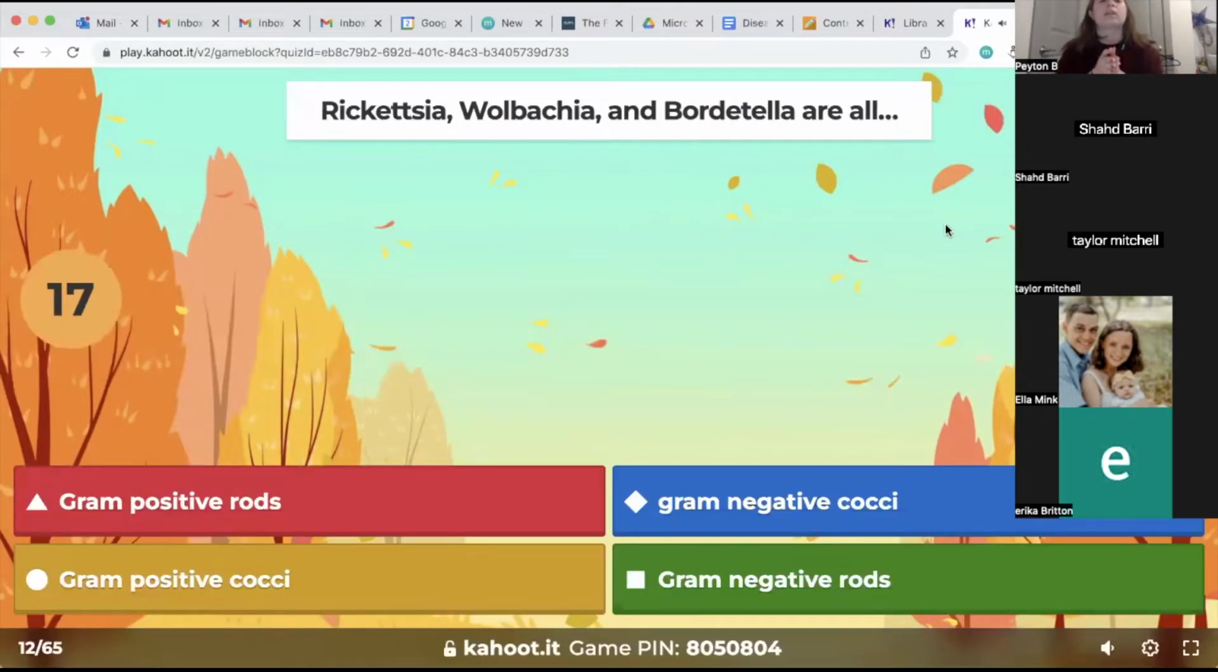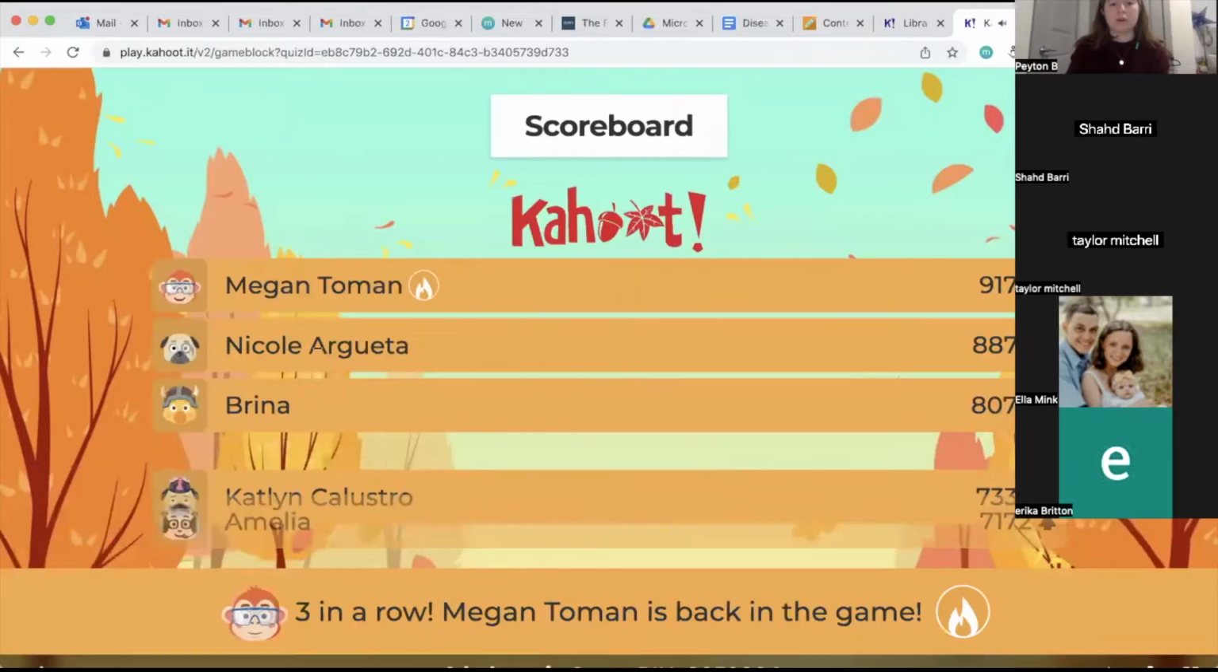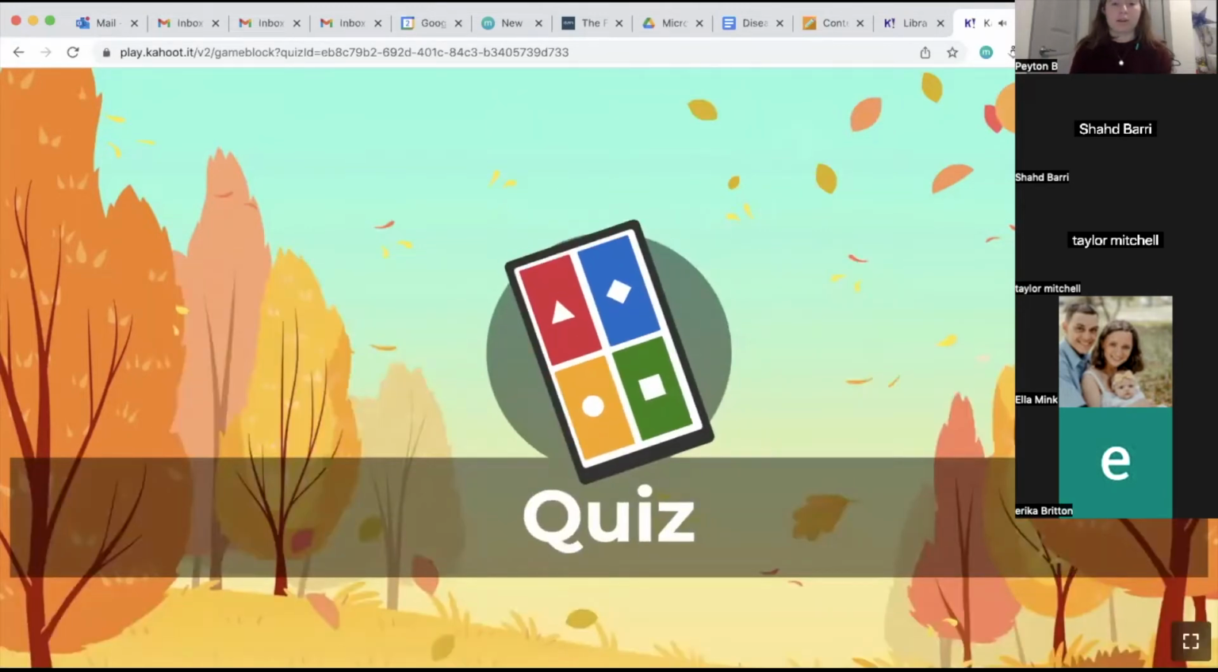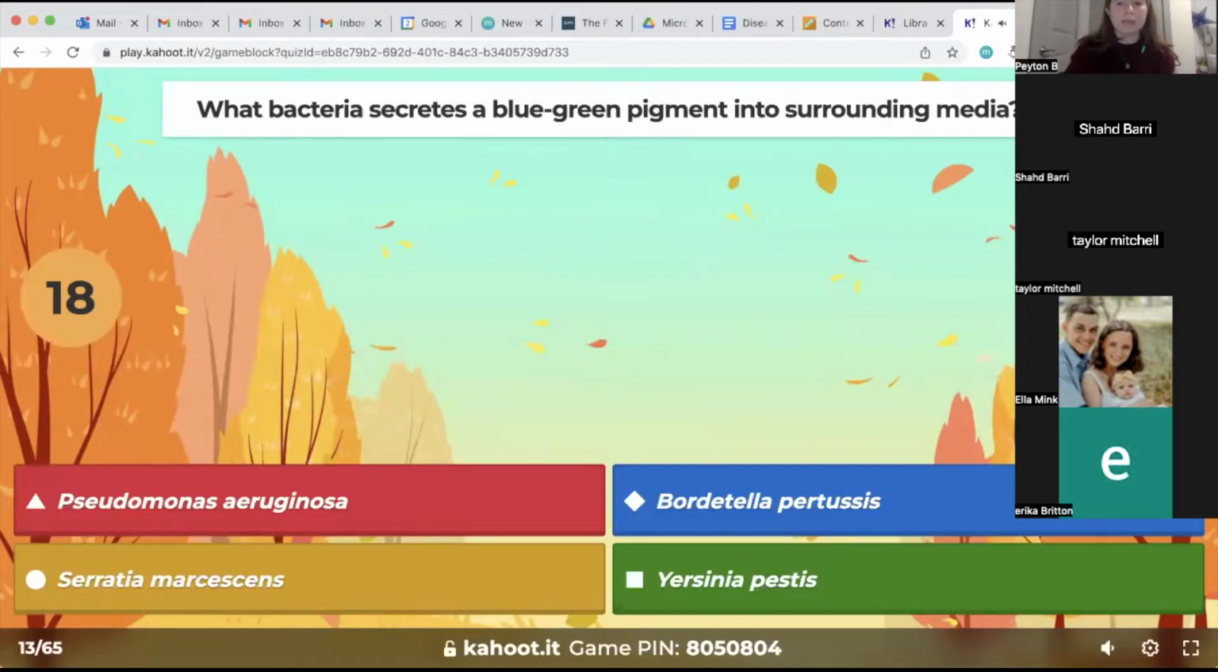Rickettsia, Wolbachia, and Bordetella are all what kind of bacteria? They are gram-negative rods. So not gram-positive rods. They're all gram-negative rods. So you will need to know your gram stains and the shapes of your bacteria. Those are good things to remember. There are questions similar to those on the exams, if I'm remembering correctly. So if you knew one of those, you'd know the other ones, like know your bacteria shapes and things.